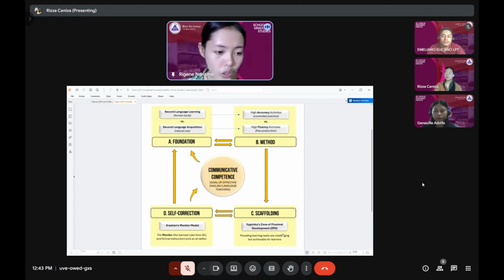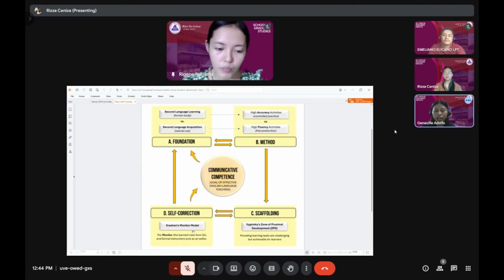This leads to self-correction based on Krashen's monitor model. This model is essentially the learner's internal editor, the conscious rules they learned through formal study. The monitor allows the learner to edit and polish their output, improving their accuracy after the initial spontaneous effort. This continuous cycle, using the monitor to edit and then applying those corrected rules to new situations in the foundation, is how our framework ensures consistent, incremental growth towards competence.